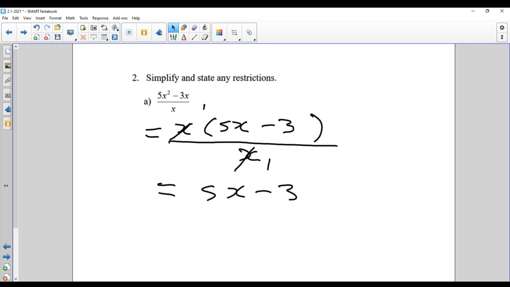But again, there are restrictions. You might look at this and say, but 5x minus 3 doesn't have any restrictions. It doesn't have a denominator. There's no problem with that. There was a problem with where we started. And that's what we need to always focus on. Go back to the starting point. That's where you need to look to see if you have restrictions. If I go back to the starting point, what are the restrictions?